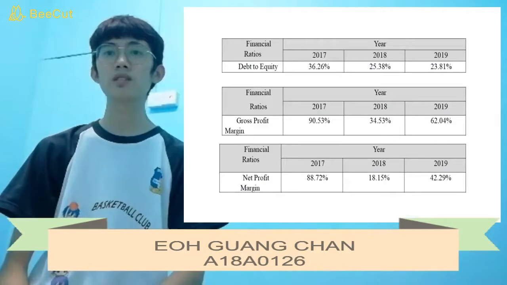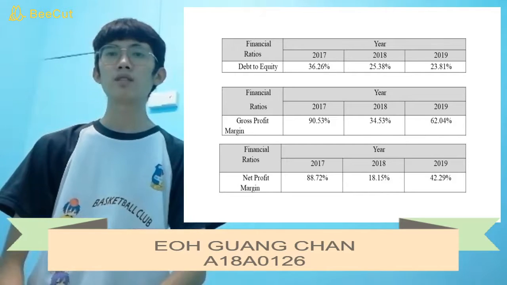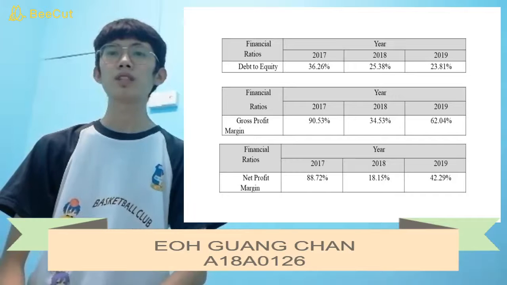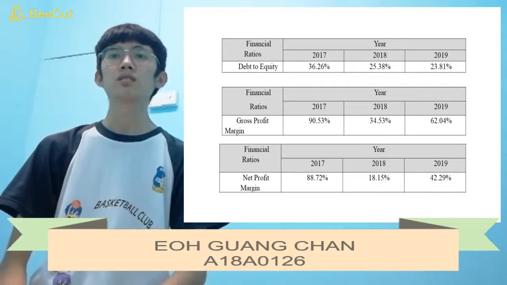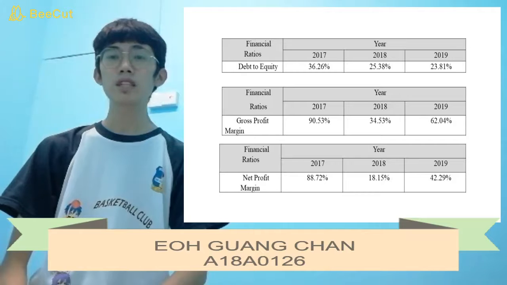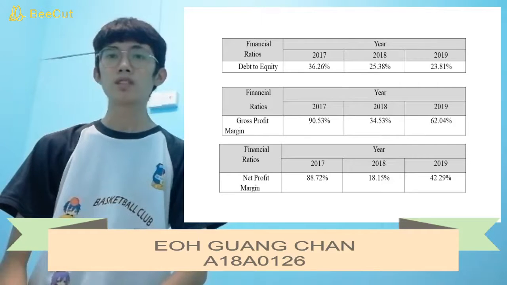Next, the fixed asset turnover decreased from 0.202 in the year 2017 to 0.068 in the year 2018, and decreased to 0.045 in the year 2019. Besides, the average collection period increased from 2.83 days in the year 2017 to 5.97 days in year 2018, and increased to 85.49 days in the year 2019.